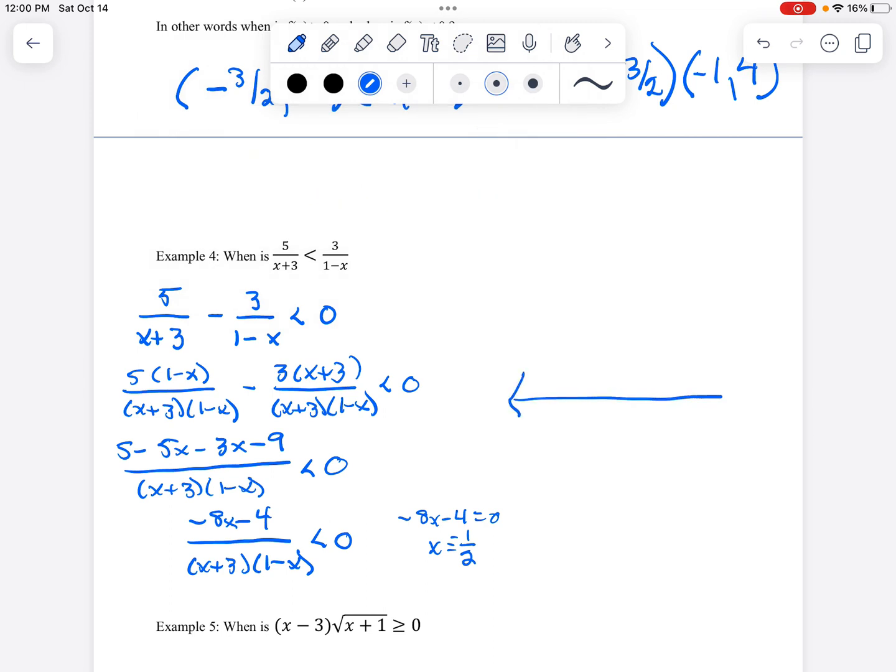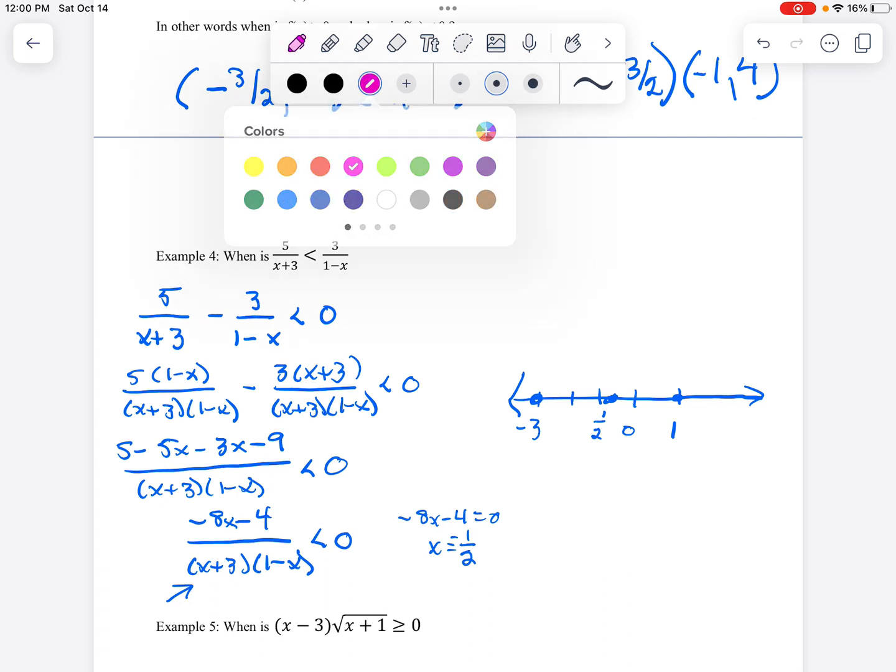Where are my zeros? Where are my problem spots? 1 is one of them, but it's negative 3. This zero is negative 3. I had positive 3 and 1/2. So these are the places I'm going to have asymptotes, or I'm going to cross the x-axis. All right, now let's look at the intervals again.